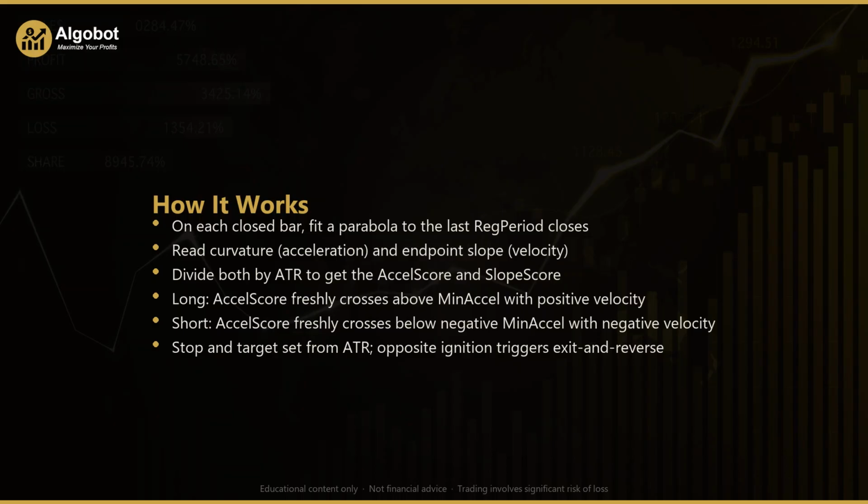Now for the entry. The strategy is looking for an ignition, not a state. For a long, it requires the MinAccel score to freshly cross above the MinAccel threshold, meaning it was inside the band on the previous bar and moved above it on this bar, and at the same time the slope score must already be positive, above the slope floor. That combination isolates the moment a flat or drifting market bends upward into an accelerating rise. The short side is a mirror image. The MinAccel score crosses below negative MinAccel, and the velocity is already negative.